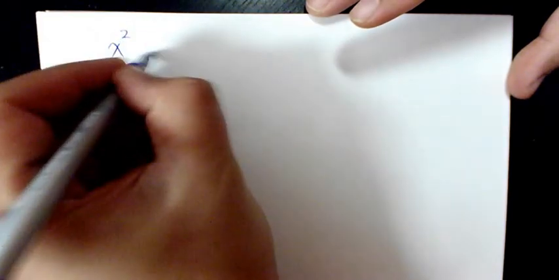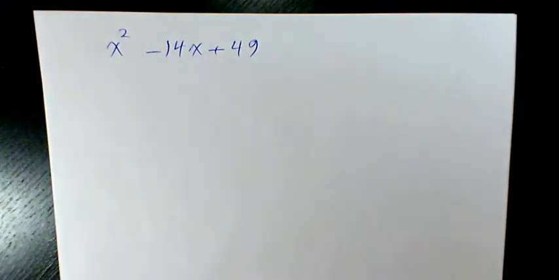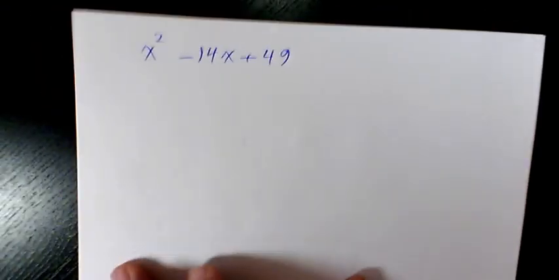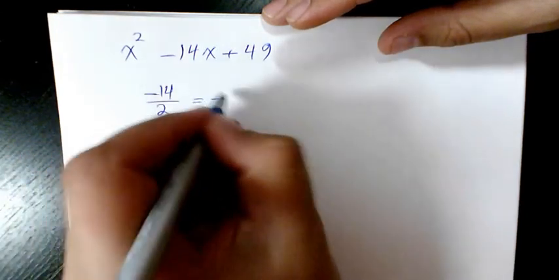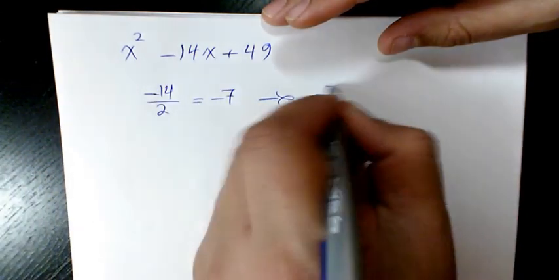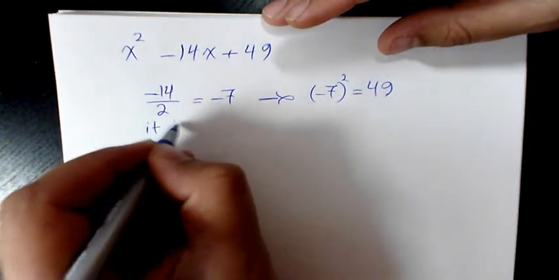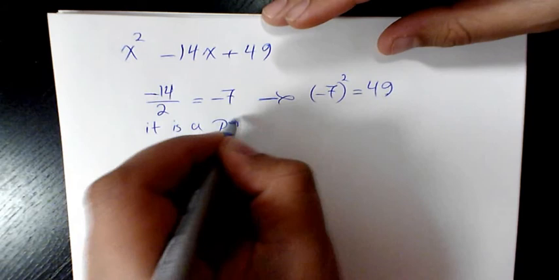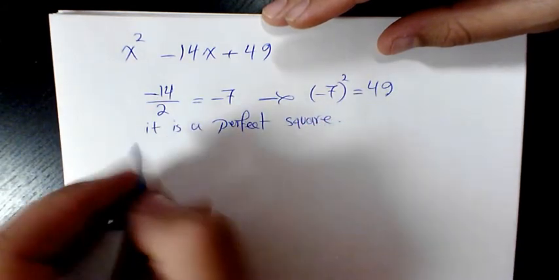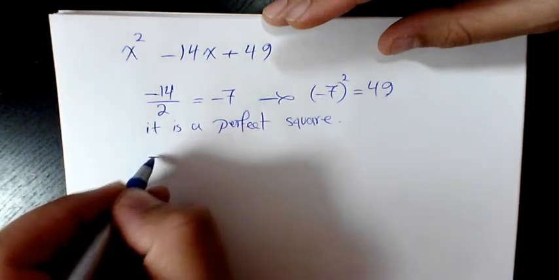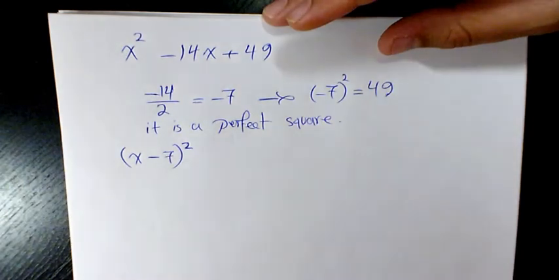x squared minus 14x plus 49. What about here? We have negative 14 divided by 2 is going to be negative 7. Then negative 7 squared is going to be 49. So it is a perfect square. The b is negative 7. So x minus 7 squared is going to be the factor.